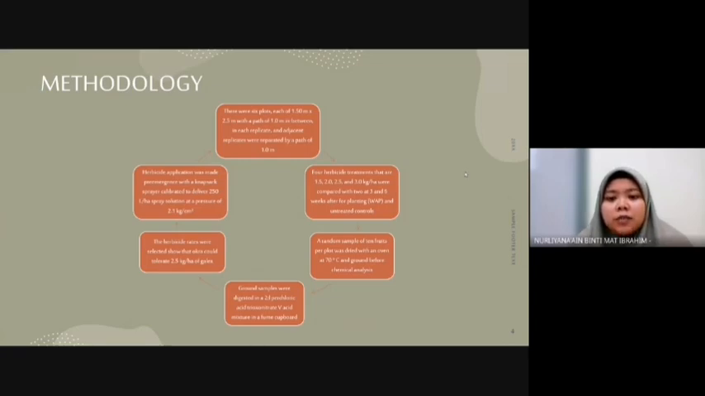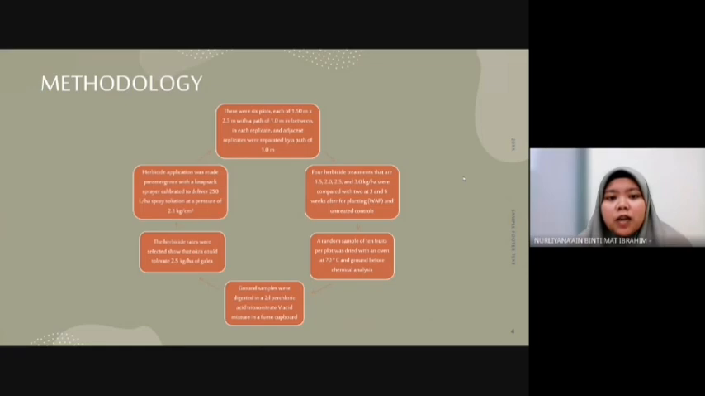A random sample of 10 fruits per plot was dried in an oven at 70 degrees Celsius and ground before chemical analysis. Ground samples were digested in a 2:1 perchloric acid and nitric acid mixture in a fume cupboard. The herbicide rates were selected so that okra could tolerate 2.5 kg per hectare of Galex.